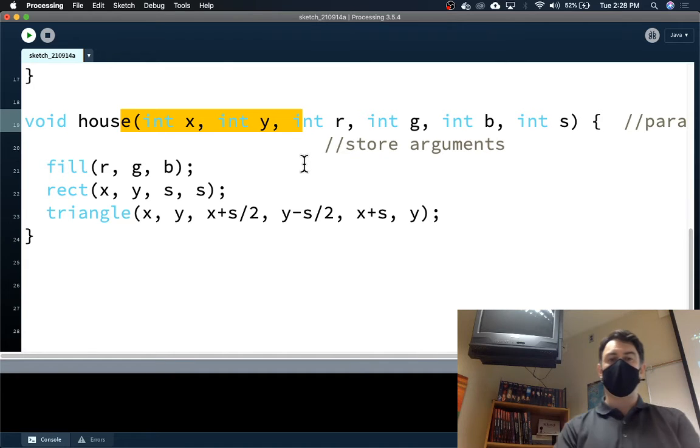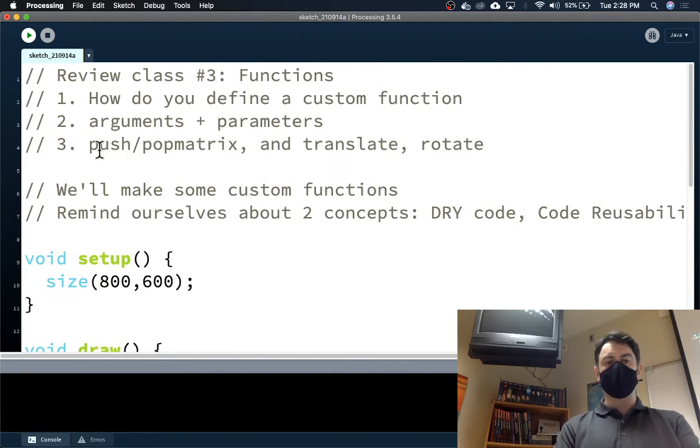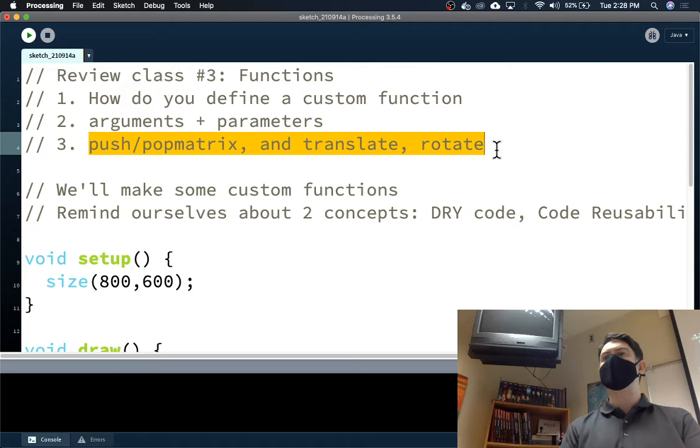So we're going to do the final part of our lesson now. We're going to be talking about push, pop, matrix, and translate and rotate.